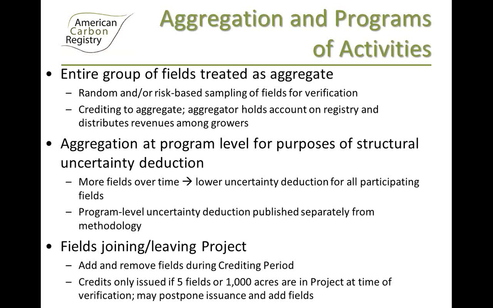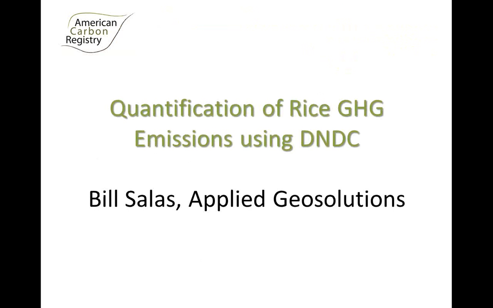And finally, programs of activities, I mentioned this already. Once a project is established, the aggregator can add or remove fields during the crediting period with the proviso that credits are only issued if the minimum number of fields or acres are in the project at the time of verification. If they're not, of course, the aggregator can postpone issuance and add fields to get back up to those targets. So I'm going to hand off now to Bill Salas with Applied Geosolutions, who will talk about some of the mechanics of DNDC.